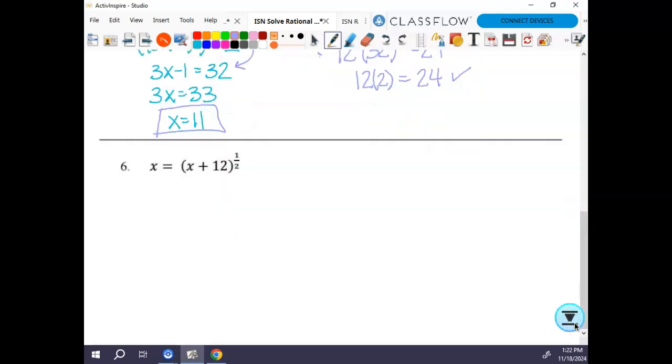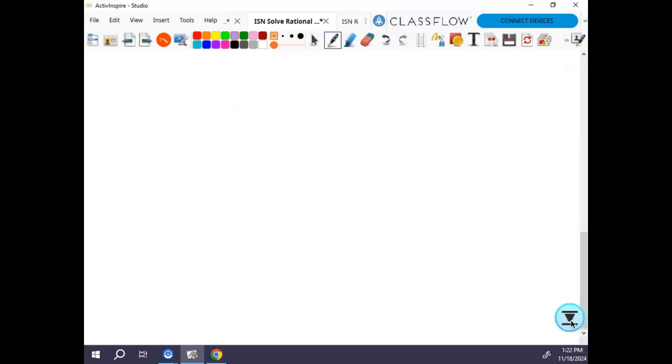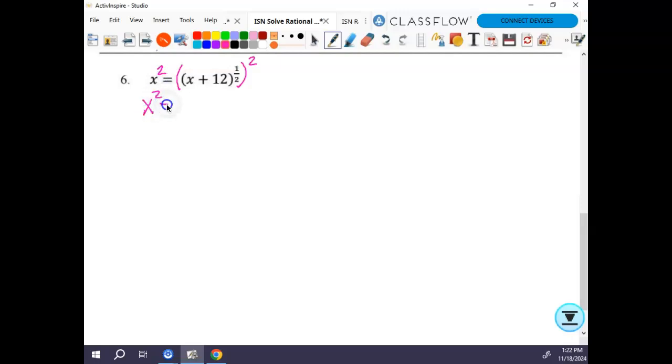All right, so let's look at 6. So on 6, this is already isolated, so I just need to raise both sides to the 2nd power. And when I do that, I get x squared equals, then this is just, right, just becomes 1. So this is x plus 12.